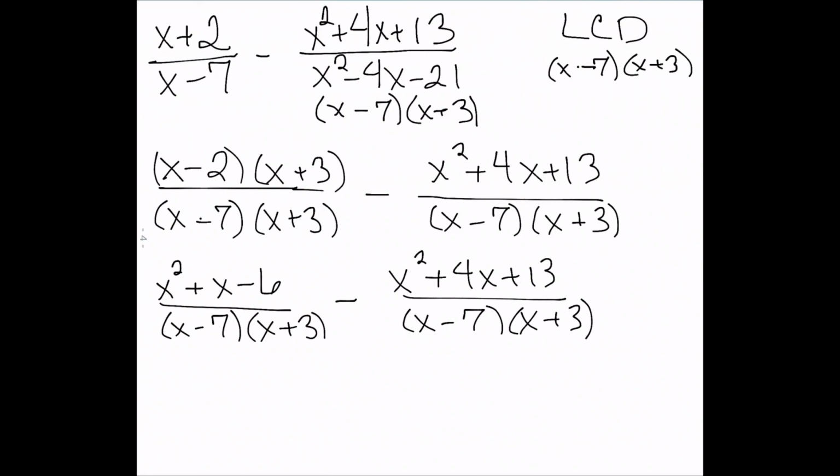And now I actually need to subtract. x squared minus x squared is 0. x minus 4x would be negative 3x. And negative 6 minus 13 would be negative 19. All over my denominator.